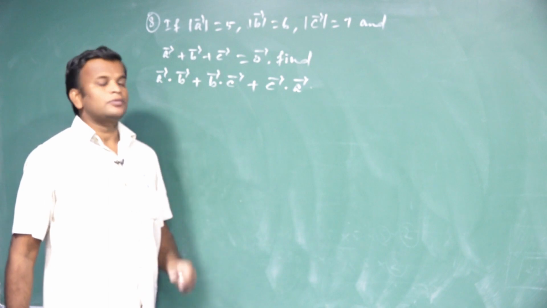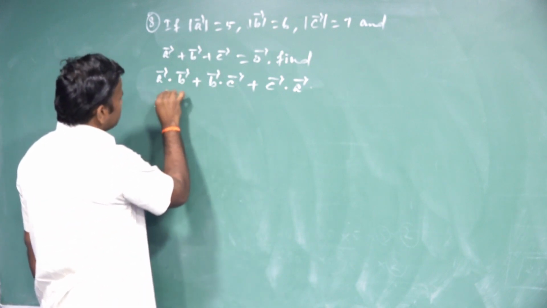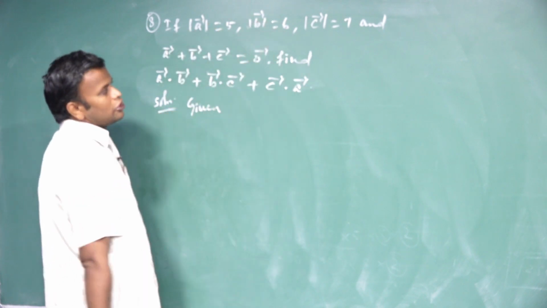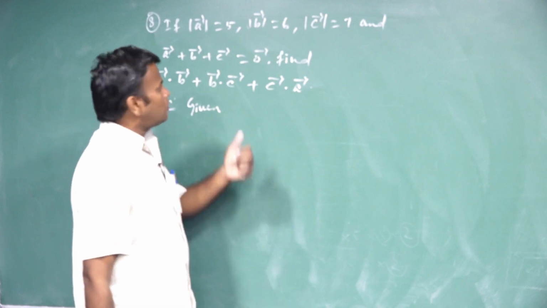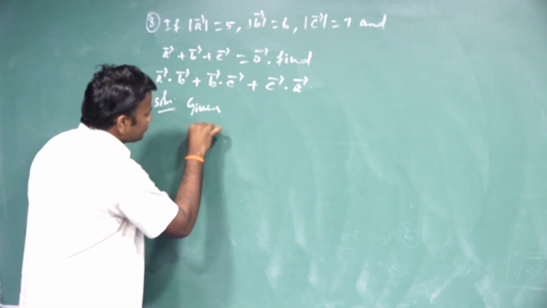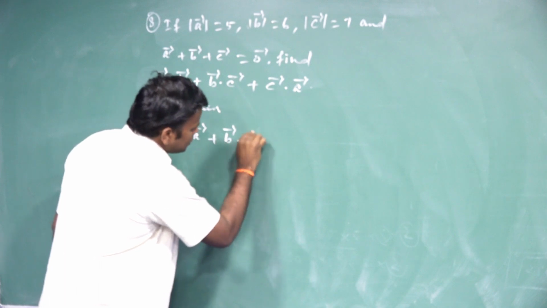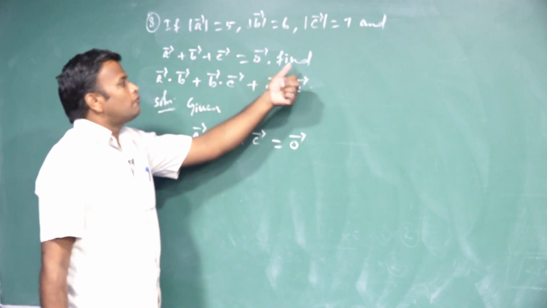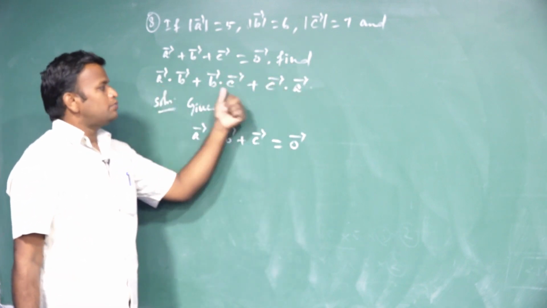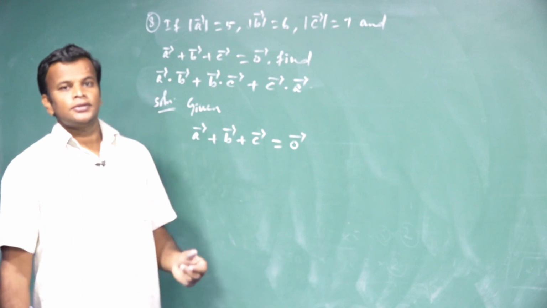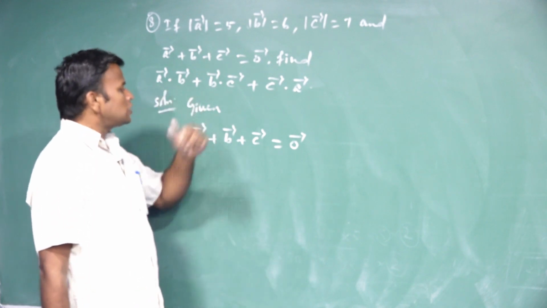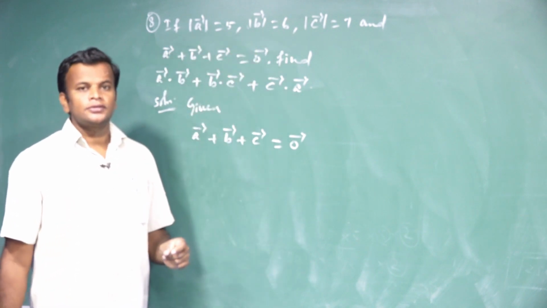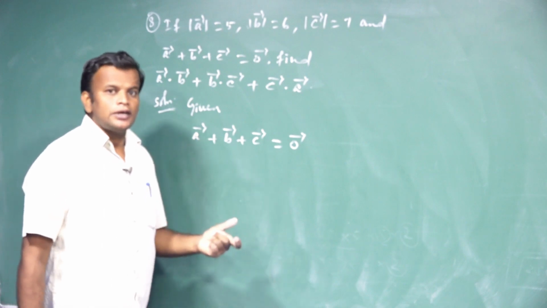Then to find this sum, first, we will take the given data. Modulus A, modulus B, modulus C are there already. We use the second data, the sum of vector A plus vector B plus vector C is equal to the 0 vector. But in our question, dot products are involved. So do you have any idea? In the given data, no dot is involved. Only A plus B plus C is given, and also some moduli are given. So we have some idea.